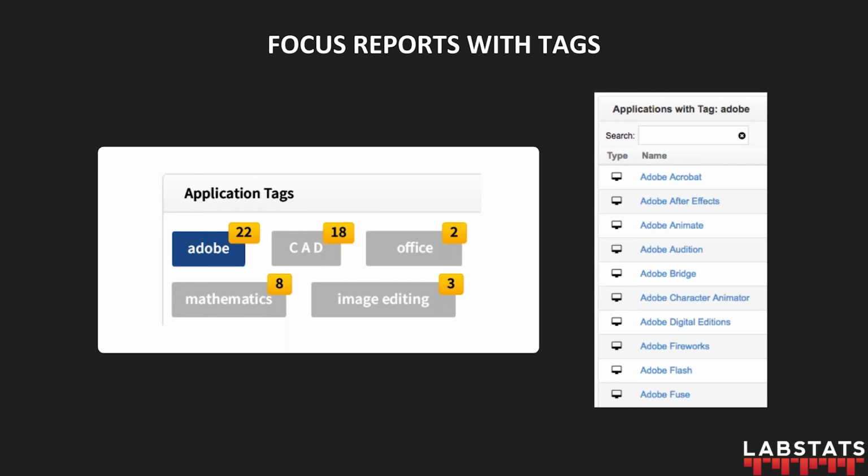So on the screen, you can see examples of tags. We have tags for manufacturer, like Adobe. You have tags for a type of software packages, like CAD or mathematics or image editing. But you also can tag individual software suites like Office or the Adobe suites, as Lizette had mentioned. Now, the little number in orange in the corner shows how many different software packages are included within that tag.